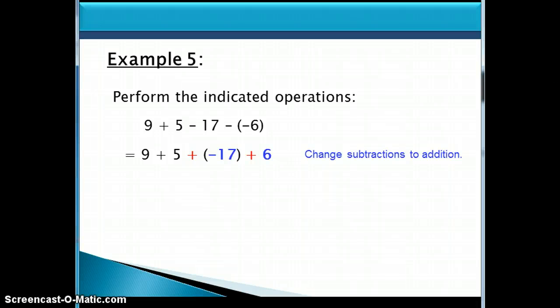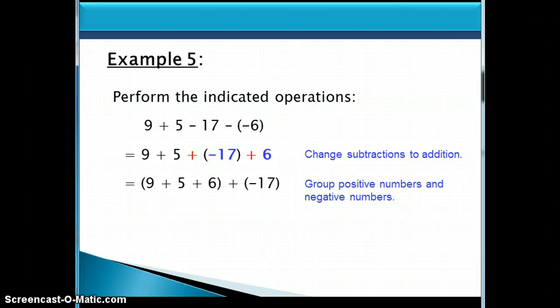Now that it's all addition, we can rearrange the terms how we want. So we'll group all the positive numbers together, and then we'll group the negative numbers together. The positive numbers are 9, 5, and 6, and then there's only one negative number, and that is negative 17. So we add the positive numbers together, and 9 plus 5 plus 6 equals 20. Now we can add 20 plus negative 17.